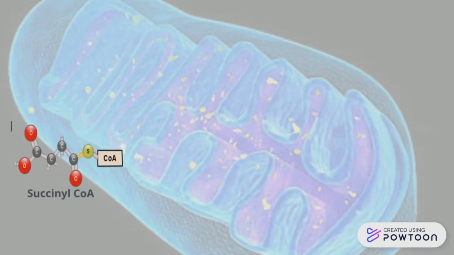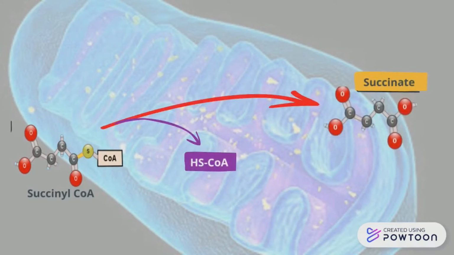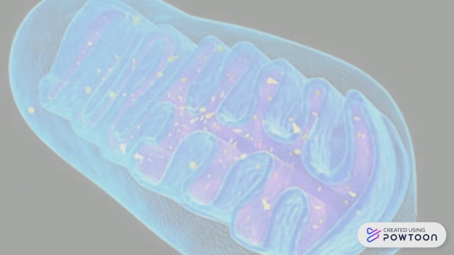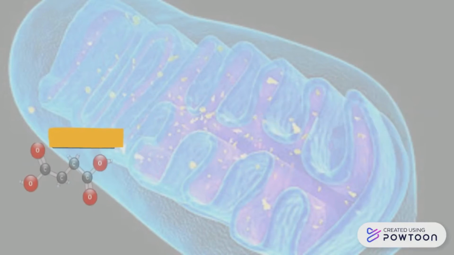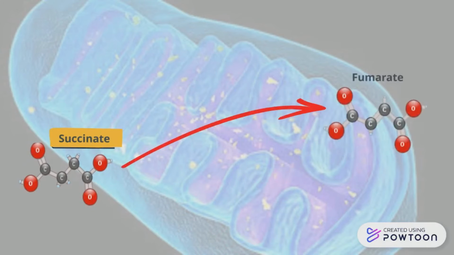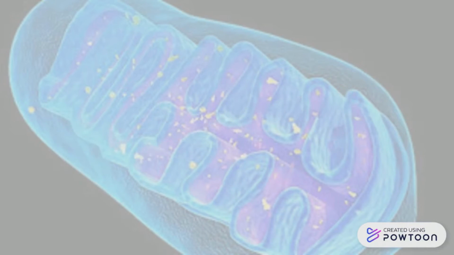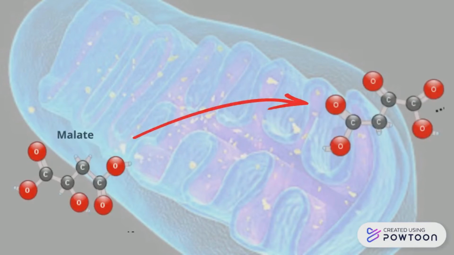Succinyl coenzyme A will then release its coenzyme A to form succinate. In the process, 1 phosphate will go to GDP to form GTP. Succinate will then become fumarate, and 1 FAD molecule will become FADH2. Next, fumarate will then combine with a molecule of water to form malate. Finally, malate will become oxaloacetate and a molecule of NADH will be formed. The process will then be repeated.